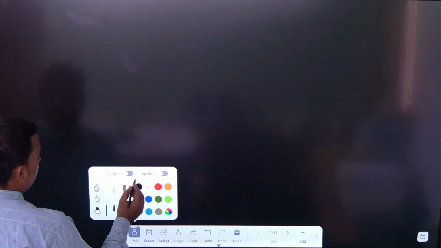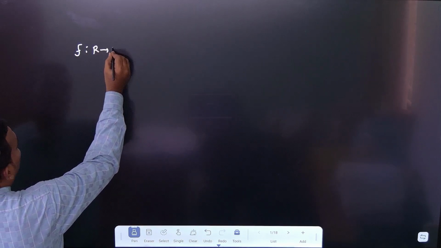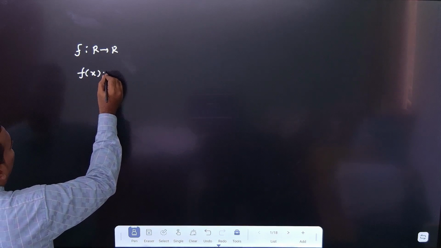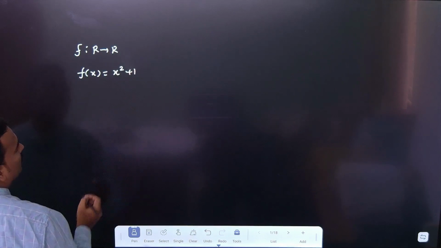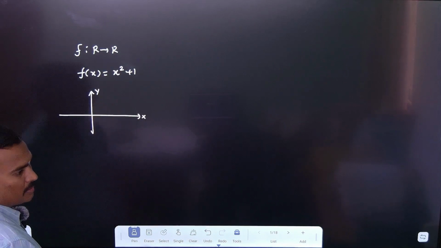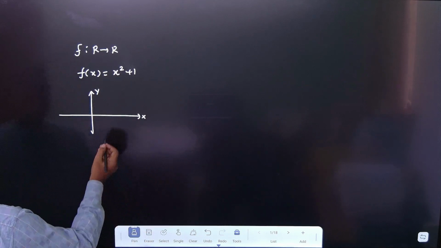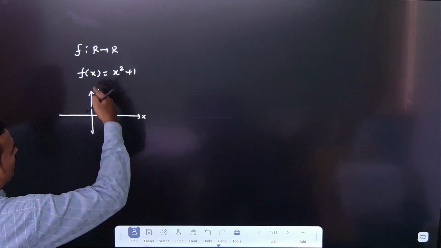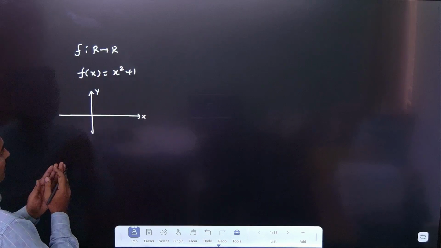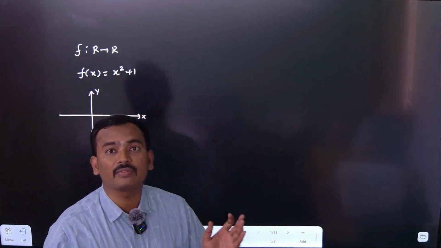For example, if I take a function from real numbers to real numbers, let's take f of x equal to x square plus 1. You can see here this is your x-axis, this is the y-axis. We already discussed what a function is. The x-axis you consider input, the y-axis you consider output. Where the x values lie, that is the domain. Domain means the defined values.